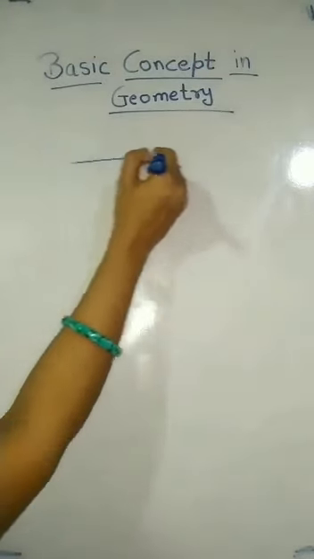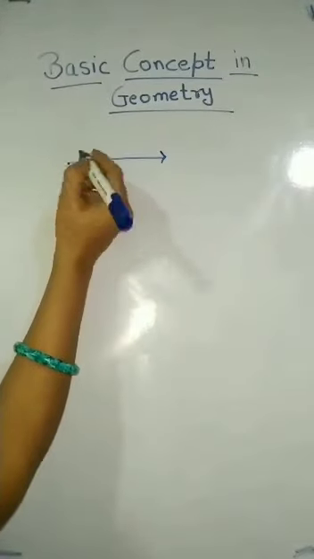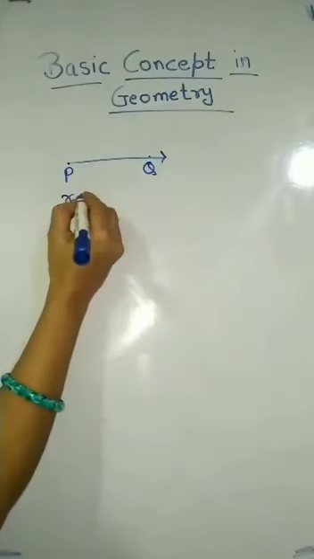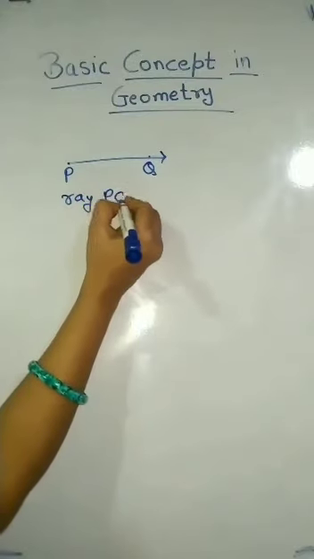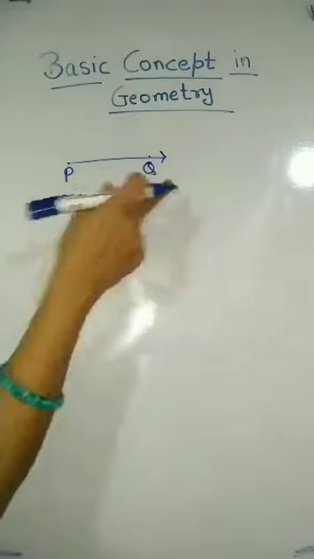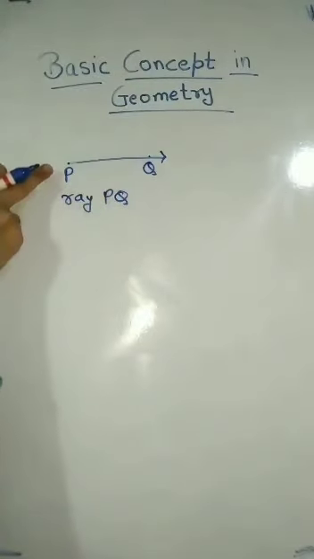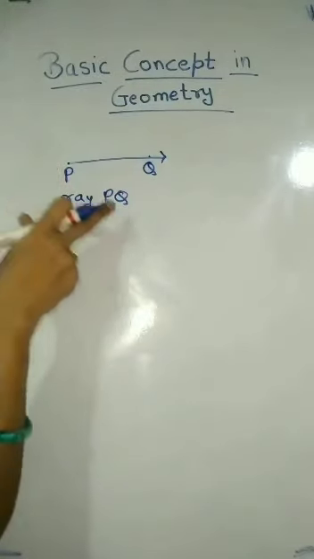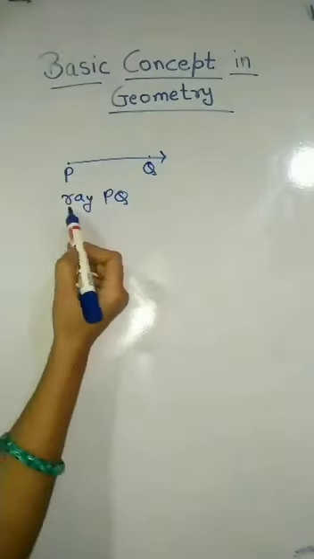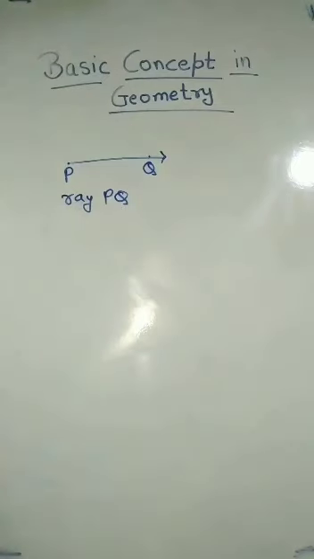And remember one point, if I say ray AB or ray PQ, here I am taking PQ, then here we will write ray PQ. Means we will start with the origin. P is the origin of ray PQ. Then we will write it as ray PQ, not as ray QP. We will read it as ray PQ.